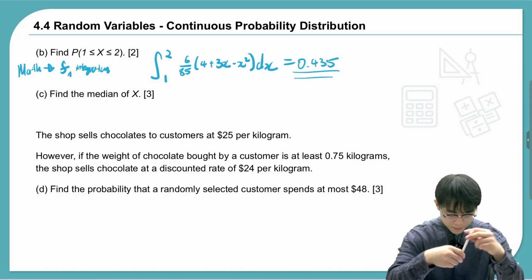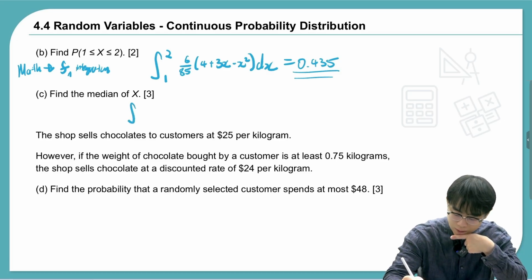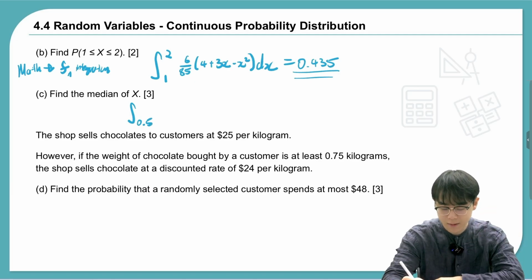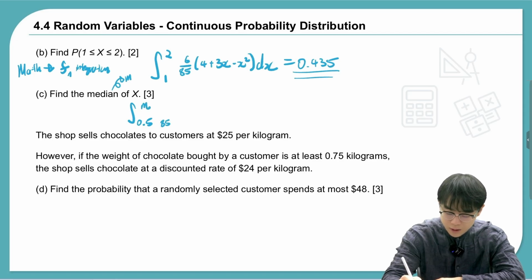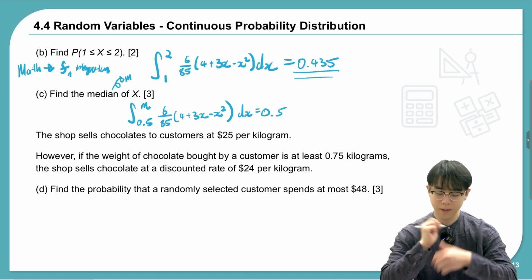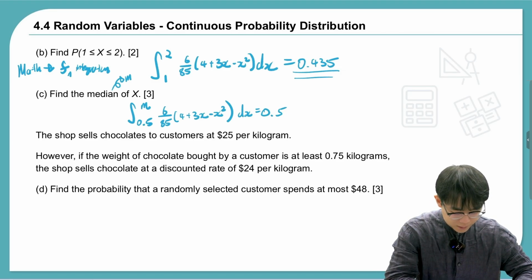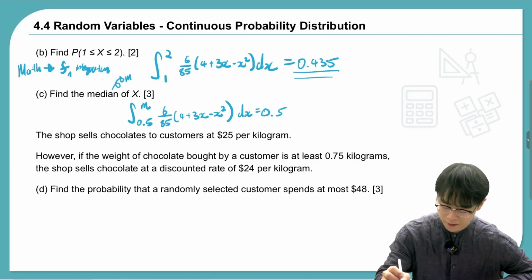Right? Next, if you want to find the median, we want to go back to our formula. Say we start from 0.5. If we integrate this to the median, so let's call that m, integrating this to the median should give us a PDF area of 0.5. So this equals 0.5 is what we want. Okay. So in this case, I think you might have to use a bit of hand calculations.